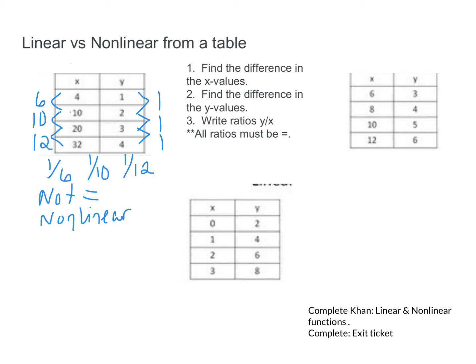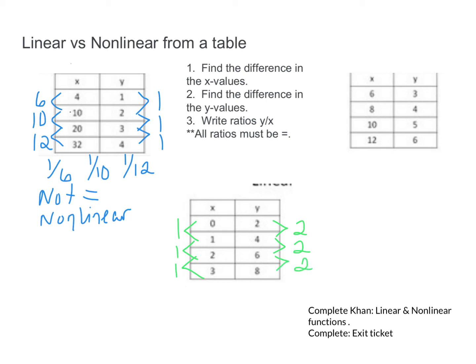Then looking at number 2, we're going to find the difference between 0 and 1, which is 1, 1 and 2, 1, 2 and 3, 1. Then we're going to find the y's. 2 to 4 goes up 2. 4 to 6, 2. 6 to 8, 2.